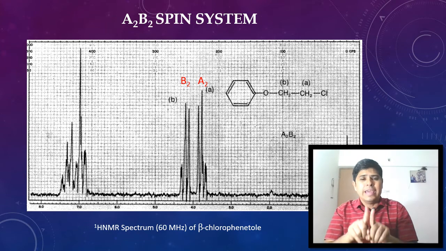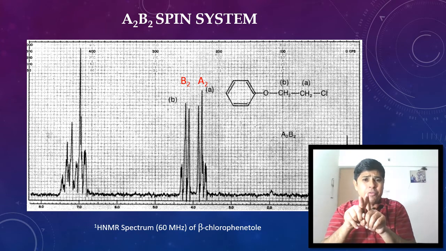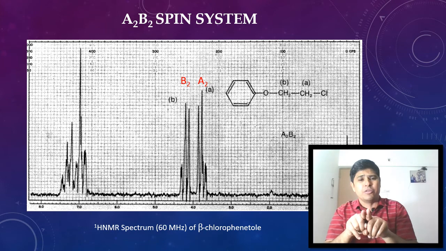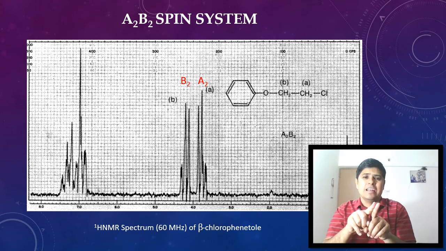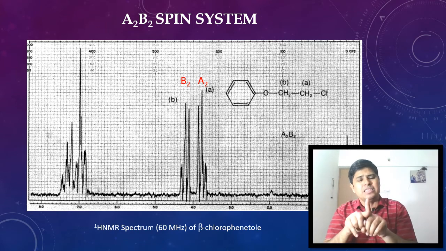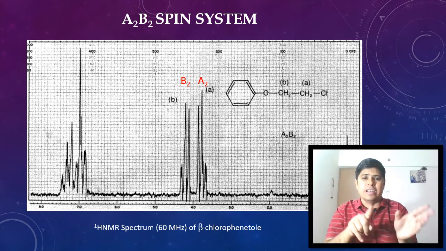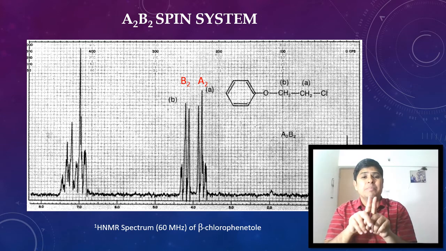A will be for the upfield proton and B will be for the downfield proton. That is, A will be for the shielded proton and B will be for the de-shielded proton. As the letter A comes first in the alphabet and B comes later, similarly the peak which comes first, that is the shielded proton, we designate as the A peak, and the peak which comes later, that is the de-shielded proton on the left hand side, we call the B proton.